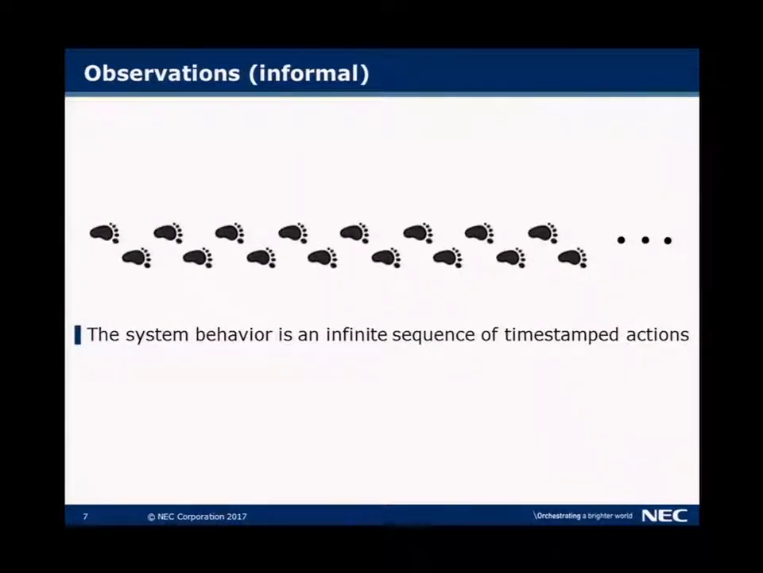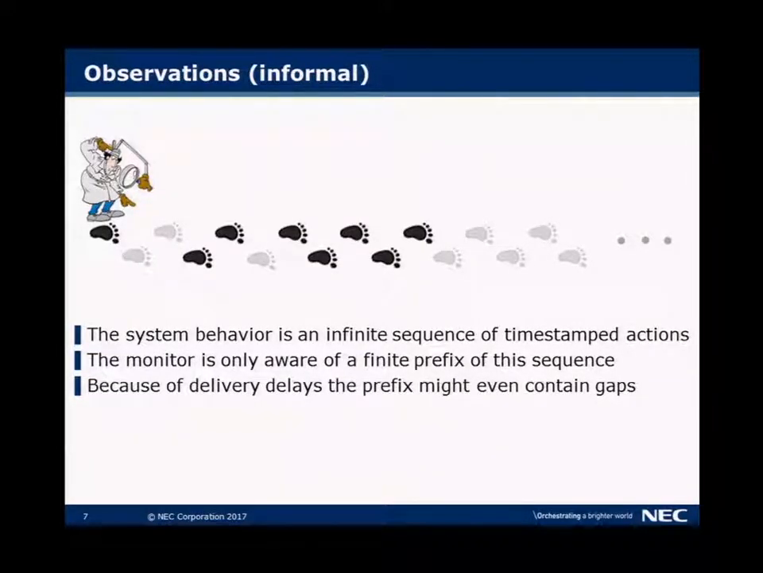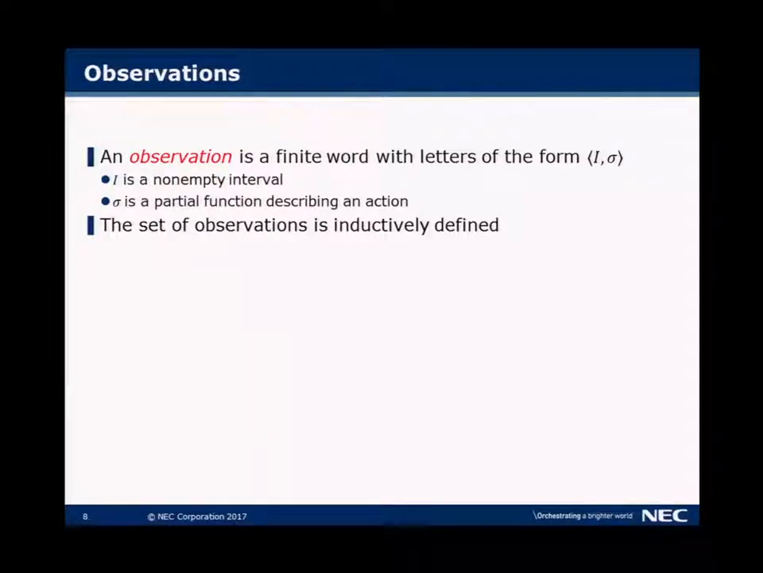So what is the monitor now observing? Since the actions are timestamped, you can think, in the limit, of a timed word. However, the monitor at each time only sees a finite prefix of this timed word. Moreover, since we have arbitrary message delays, it can be the case that this prefix has gaps in between. And these gaps might get filled when more messages arrive at the monitor from time to time.